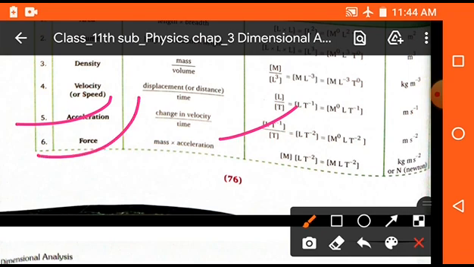Force is important because we generally use the dimension of force for finding other dimensions. So you have to learn force here. Force means mass into acceleration, that means M into L T minus 2. So its final dimension formula will be M L T minus 2. Clear? Okay students.